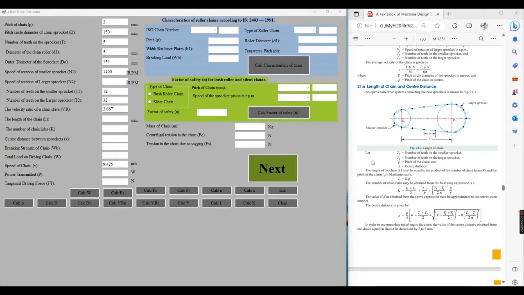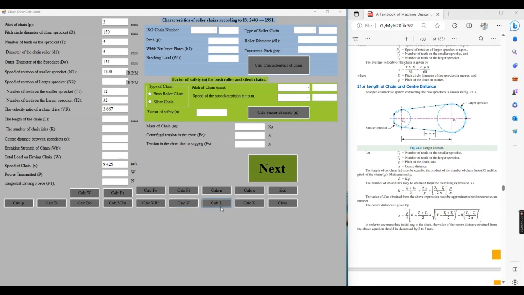Now we are going to see how the length of a chain can be calculated by using this calculator. Here the length of a chain is equal to the product of the number of chain links K and the pitch of a chain P. There are many links in a chain drive, so the total length of the chain becomes the product of the number of links and the pitch. So L is equal to K times P.